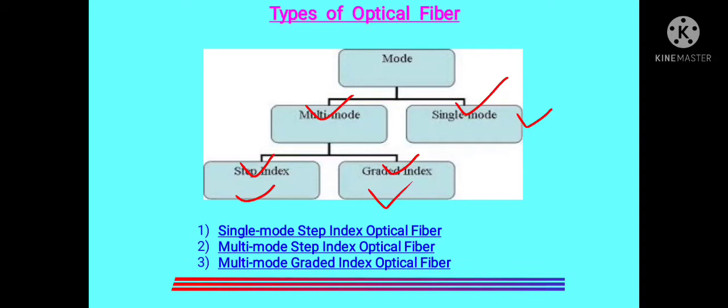So accordingly, now we can say there are three types of optical fiber. First is single mode step index optical fiber. Second is multi-mode step index optical fiber. And third is multi-mode graded index optical fiber.